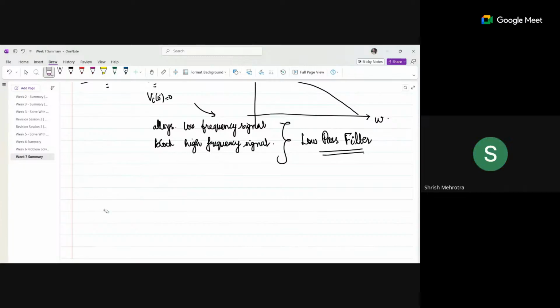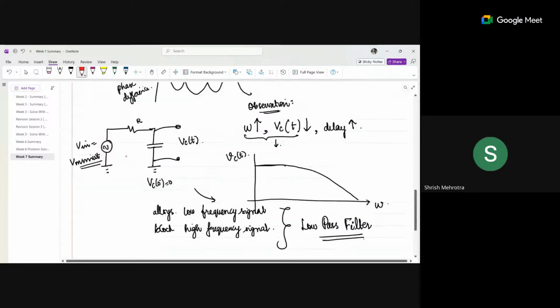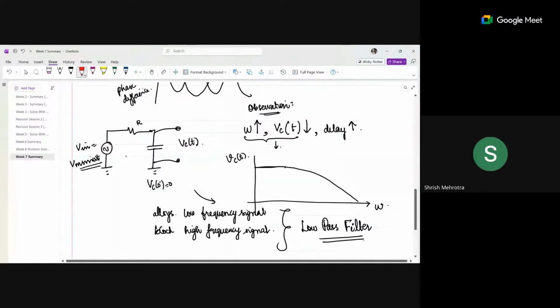Ma'am, if we replace this waveform with just a step input, then it becomes a normal circuit, which we were solving in week 6 previously. Yes.